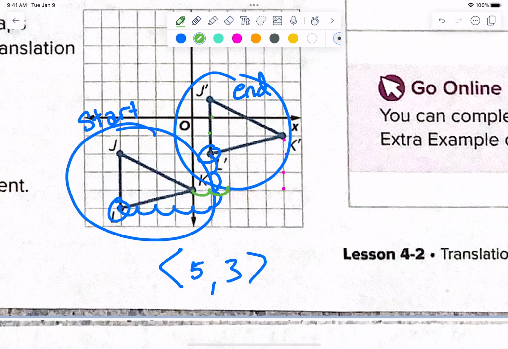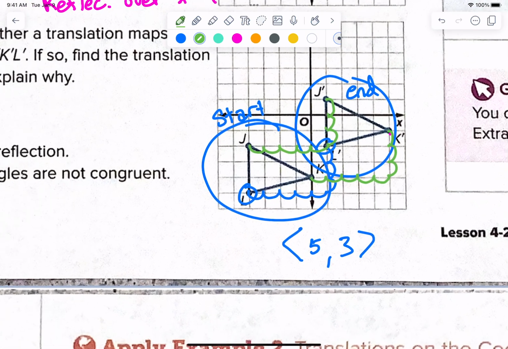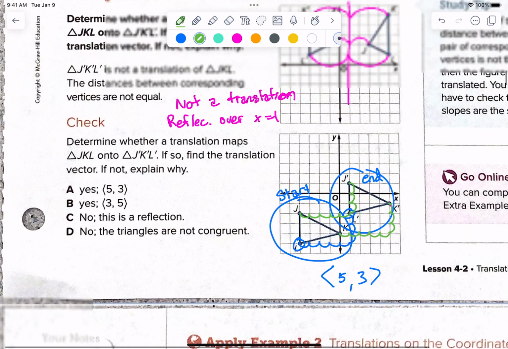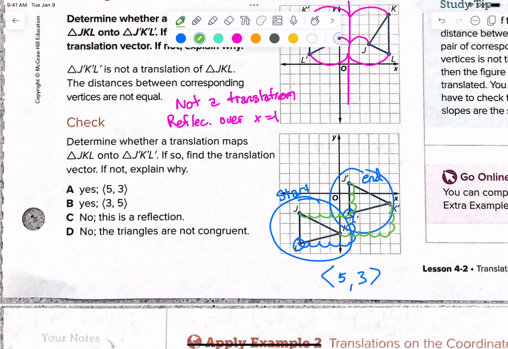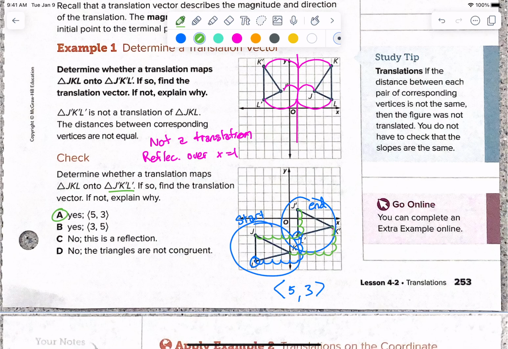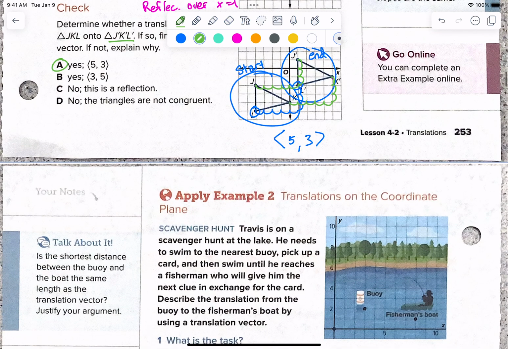K goes 1, 2, 3, 4, 5, and 1, 2, 3. Yep, K checks out. J goes 1, 2, 3, 4, 5, up 1, 2, 3. Yep, J checks out. That's J, not L. Okay, so determine whether the translation maps onto the prime. If so, state the translation vector: A, B, C, or D. A, 5, 3. Yes, so it is a yes. Good? Okay, next one, example 2.